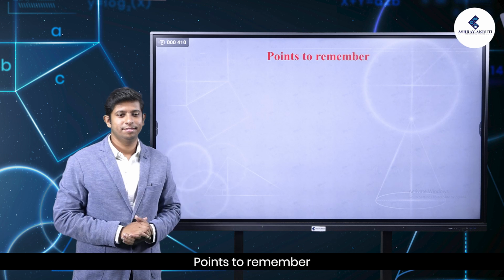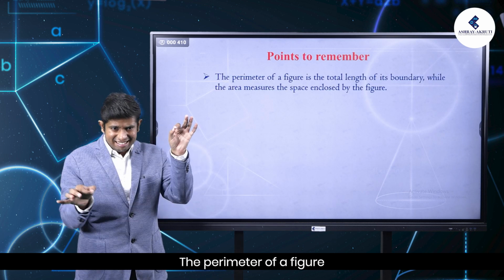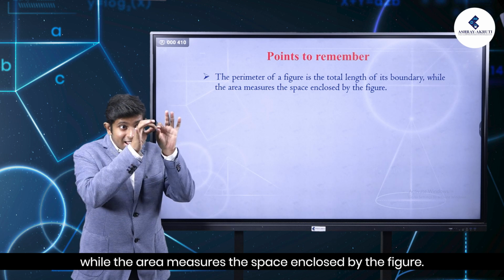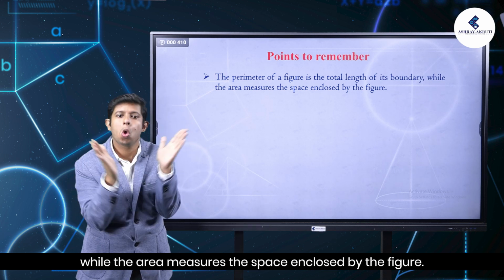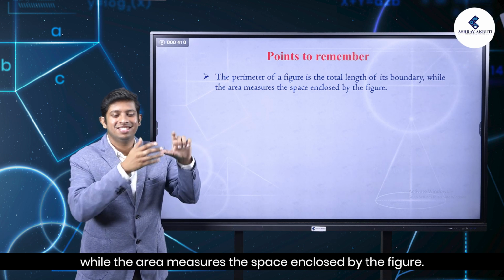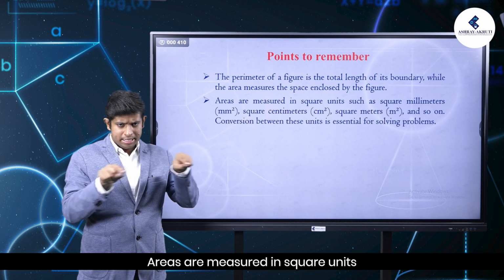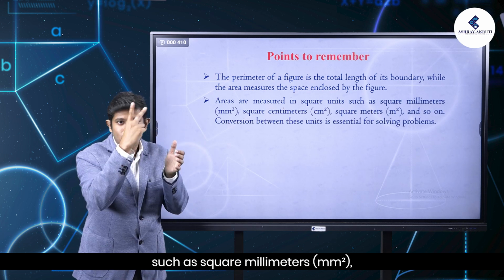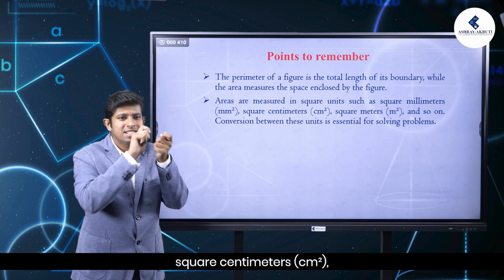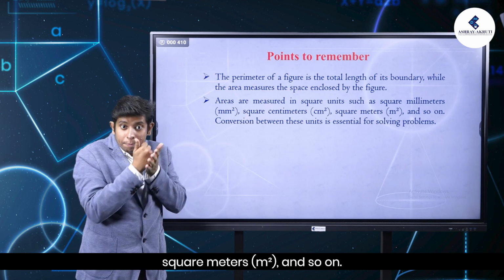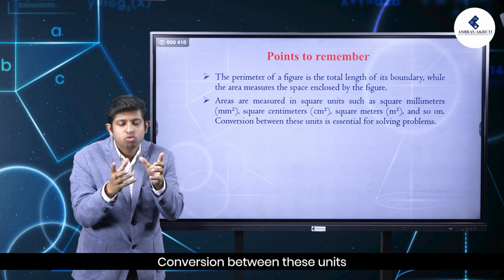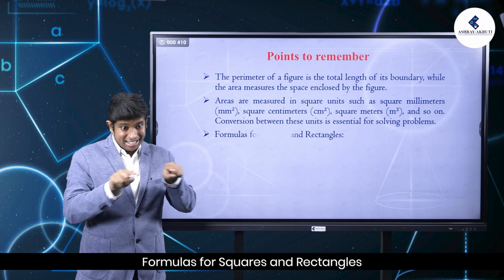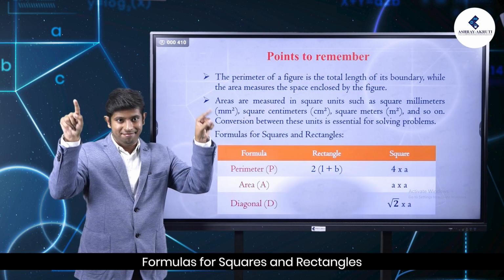Points to remember. The perimeter of a figure is the total length of its boundary, while the area measures the space enclosed by the figure. Areas are measured in square units such as square millimeters, square centimeters, square meters, and so on. Conversion between these units is essential for solving problems. Formulas for squares and rectangles.